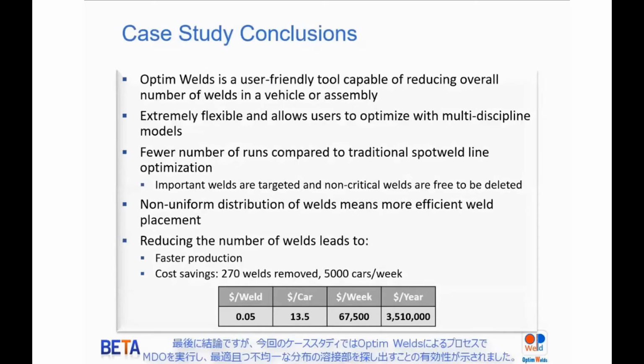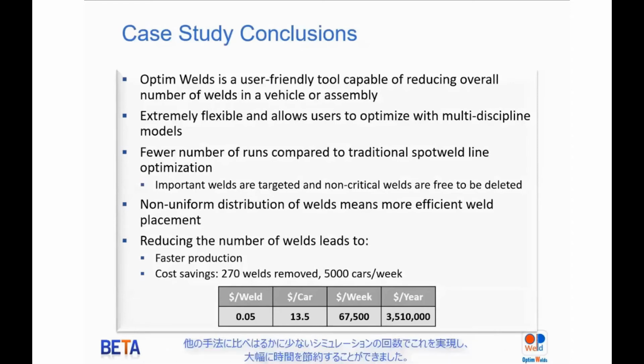To conclude, our case study has shown the effectiveness of the OptimWelds process to perform an MDO to find an optimal, non-uniform distribution of welds. We were able to achieve this with much fewer simulations compared to other methods, which saves a significant amount of time. If we use our 270 weld reduction as a real-world example, the yearly cost savings can be roughly $3.5 million.